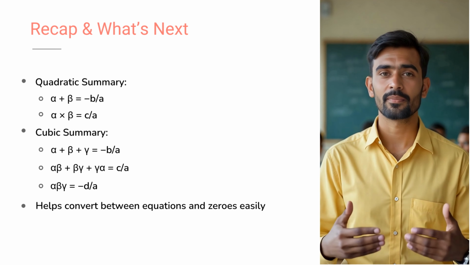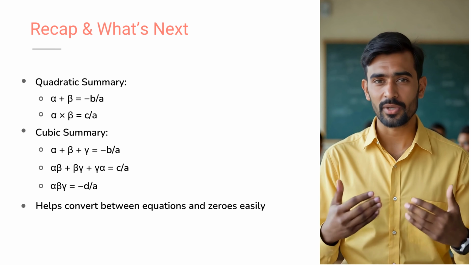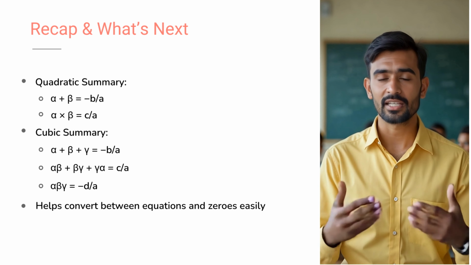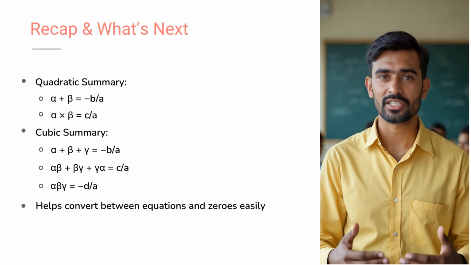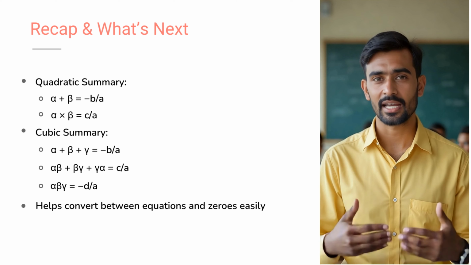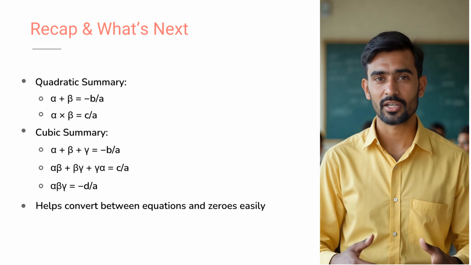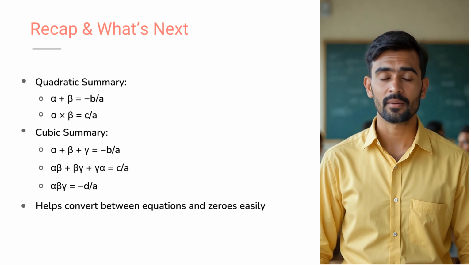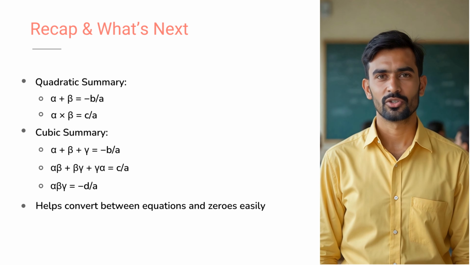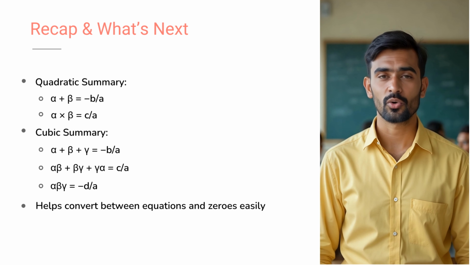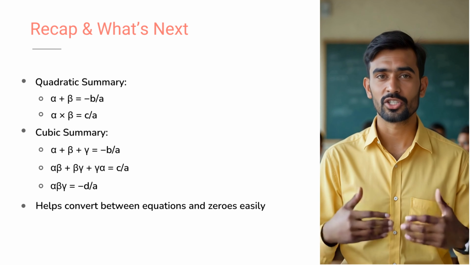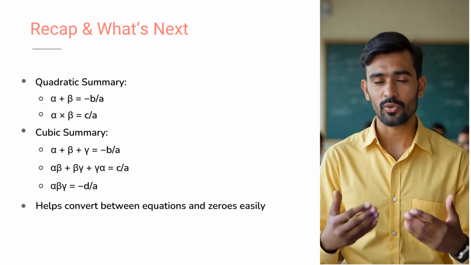Let's wrap it up. For a quadratic polynomial, the sum of zeros will be negative b divided by a, and the product of zeros will be c divided by a. For a cubic polynomial, zeros relate to all coefficients b, c, and d. These relationships help you go from zeros to equation or from equation to zeros with just a few calculations.